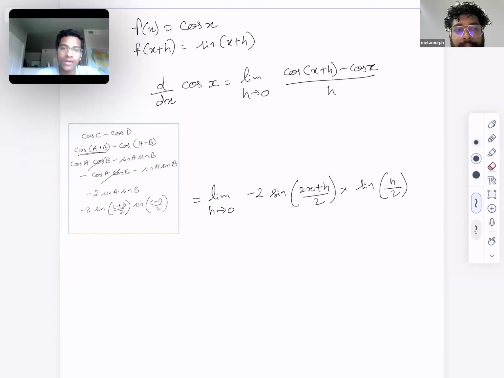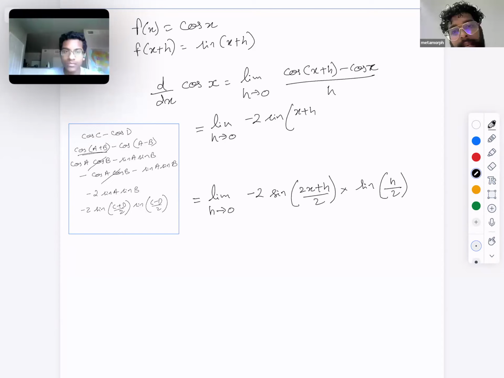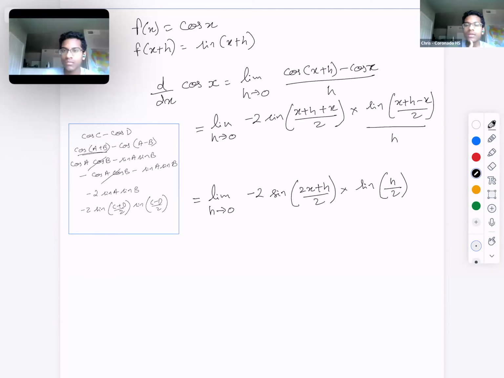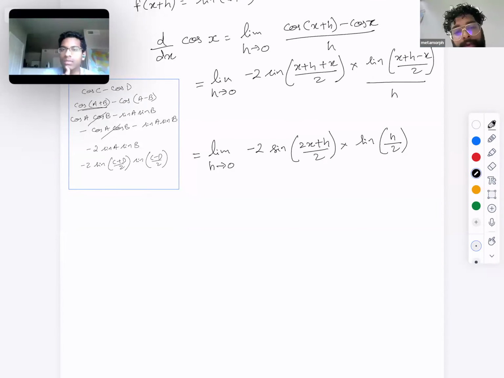Limit h approaches 0, -2 sine of (x plus h plus x) over 2, times sine of (x plus h minus x) over 2, the whole thing divided by h. So this gives me what? Limit h approaches 0.